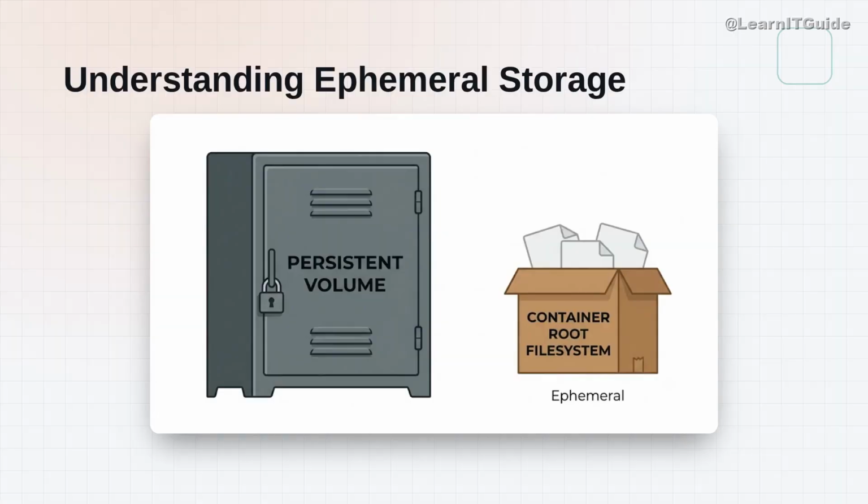To understand this, think about a large warehouse. Your persistent volume is a massive storage unit inside that warehouse. That is where your database files live. But your application process itself is running in a small office. If that office fills up with paperwork, you cannot work. In Kubernetes, your root file system is that office.